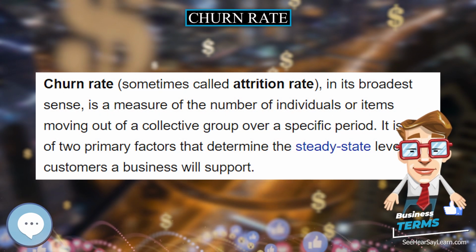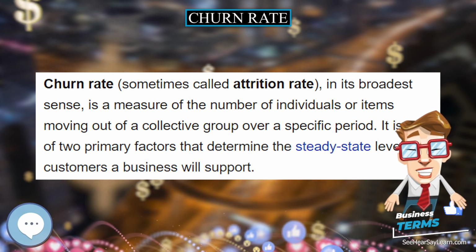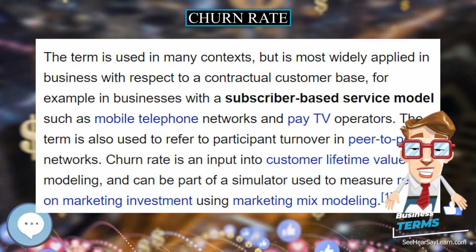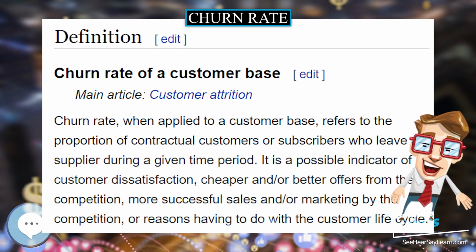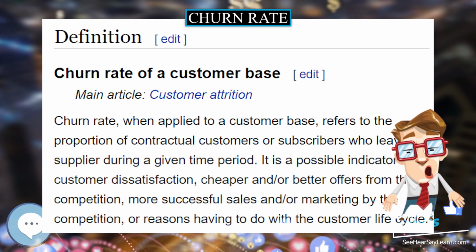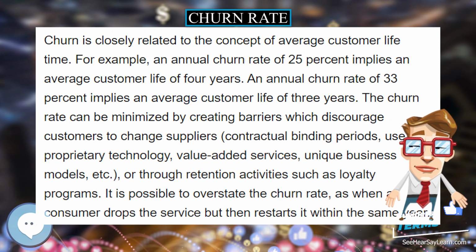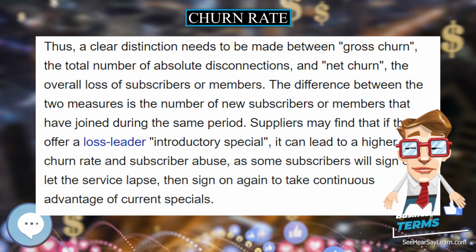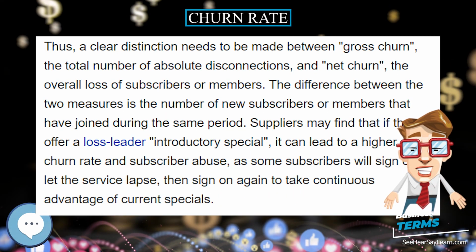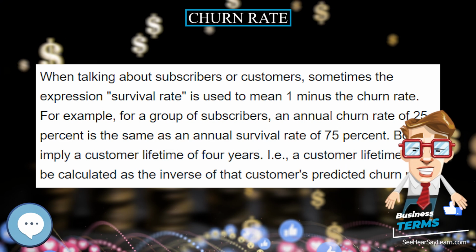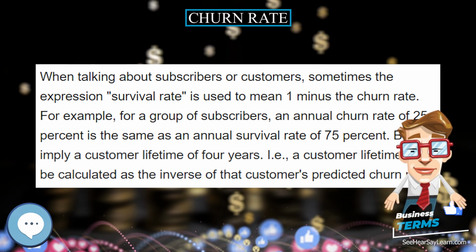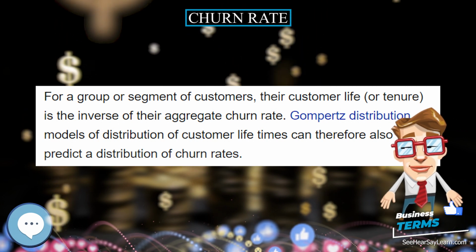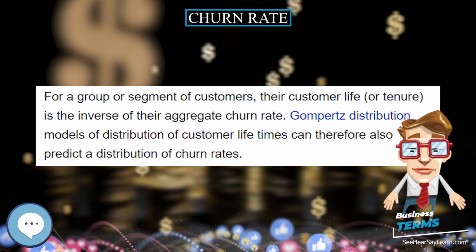Churn rate. Churn rate, sometimes called attrition rate, in its broadest sense, is a measure of the number of individuals or items moving out of a collective group over a specific period. It is one of two primary factors that determine the steady-state level of customers a business will support. The term is used in many contexts, but is most widely applied in business with respect to a contractual customer base, for example in businesses with a subscriber-based service model such as mobile telephone networks and pay TV operators.